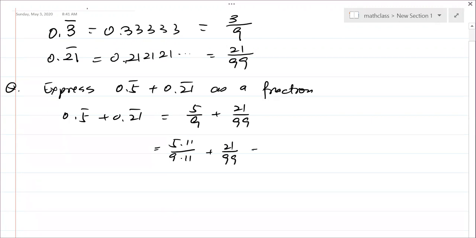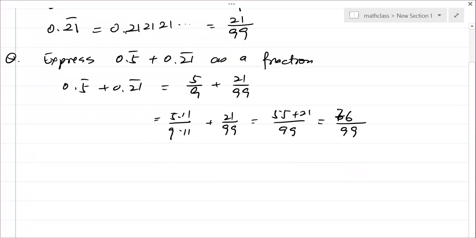Then add them together. So this is going to be 99 in the denominator and 5 times 11, 55, plus 21, that is 76. And then 76/99. So you cannot simplify it.